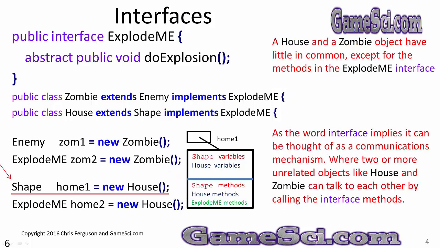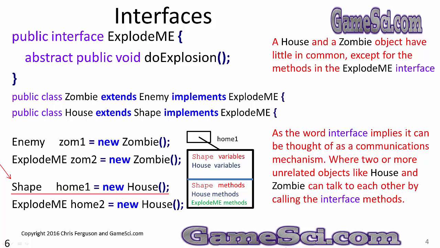Now let's do a Shape home1 equals new House and build a House object. As a House object, it will have all the Shape variables and methods because of inheritance. As a House object, it will have all the House variables and House methods. It's kind of a duh. And finally, as a House object, it's going to have all the ExplodeMe methods because House extends Shape and implements ExplodeMe. A House object is essentially an ExplodeMe object.